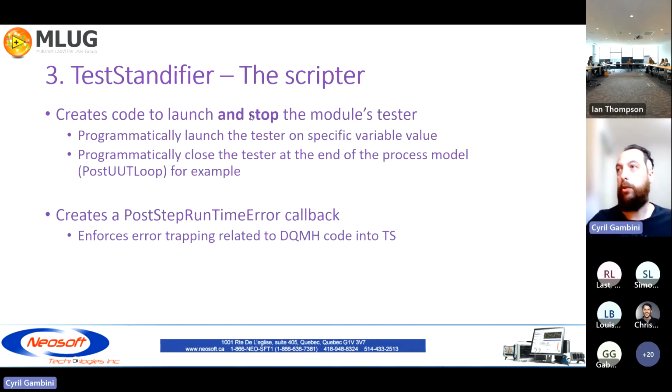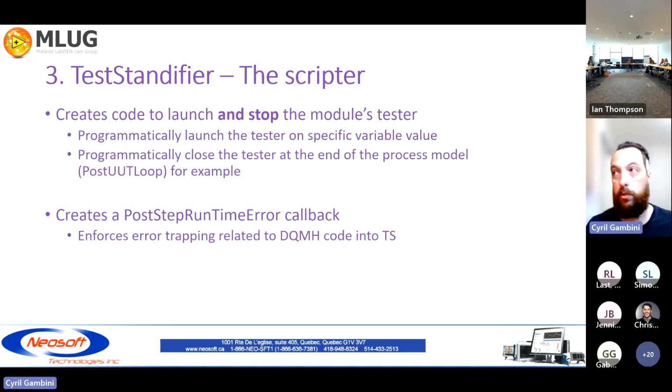And we create code to launch and, this is really important, stop the module tester. So we create a sequence call that is running in parallel, so we instantiate a new thread in TestStand. When you call a subsequence to launch the tester, it will run in parallel with your main execution. So the tester won't be blocking your execution anymore, and that's done by default. And we had a problem with that: when the TestStand execution was done and everything was closed, the tester was still running because it was running in parallel.